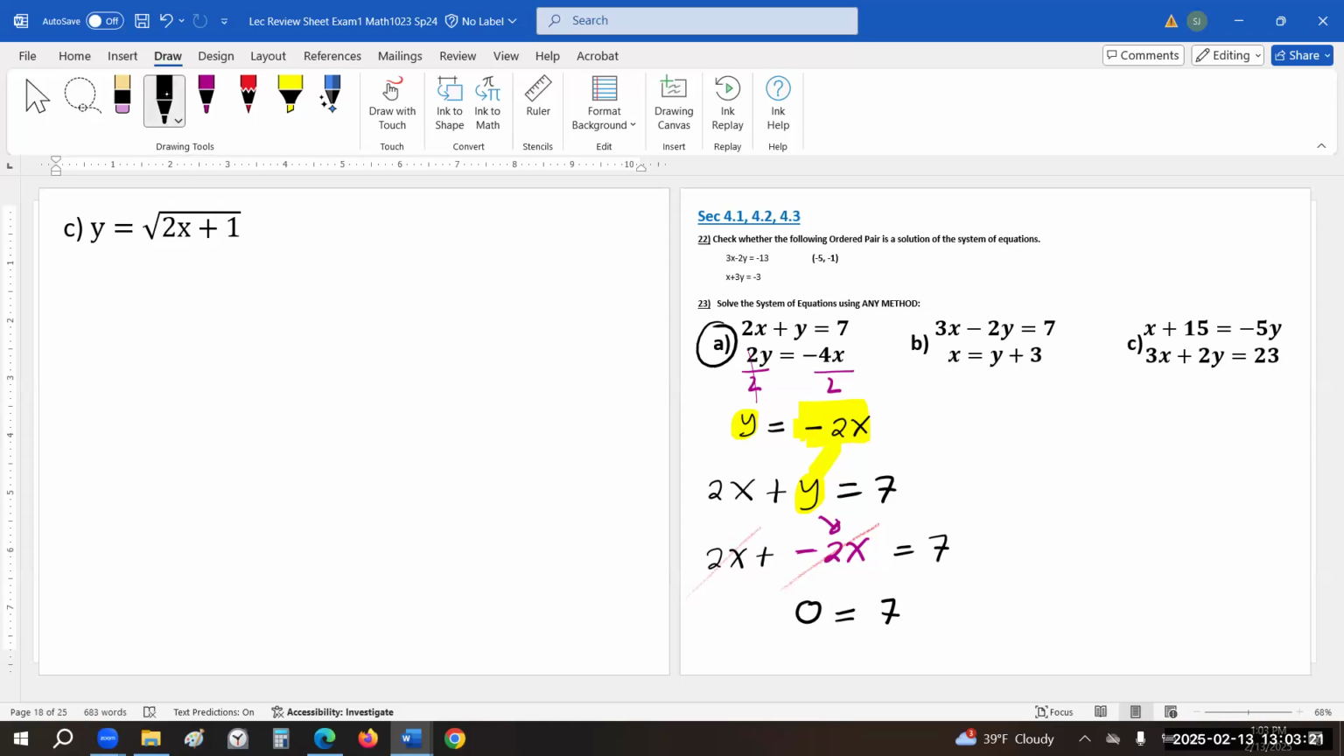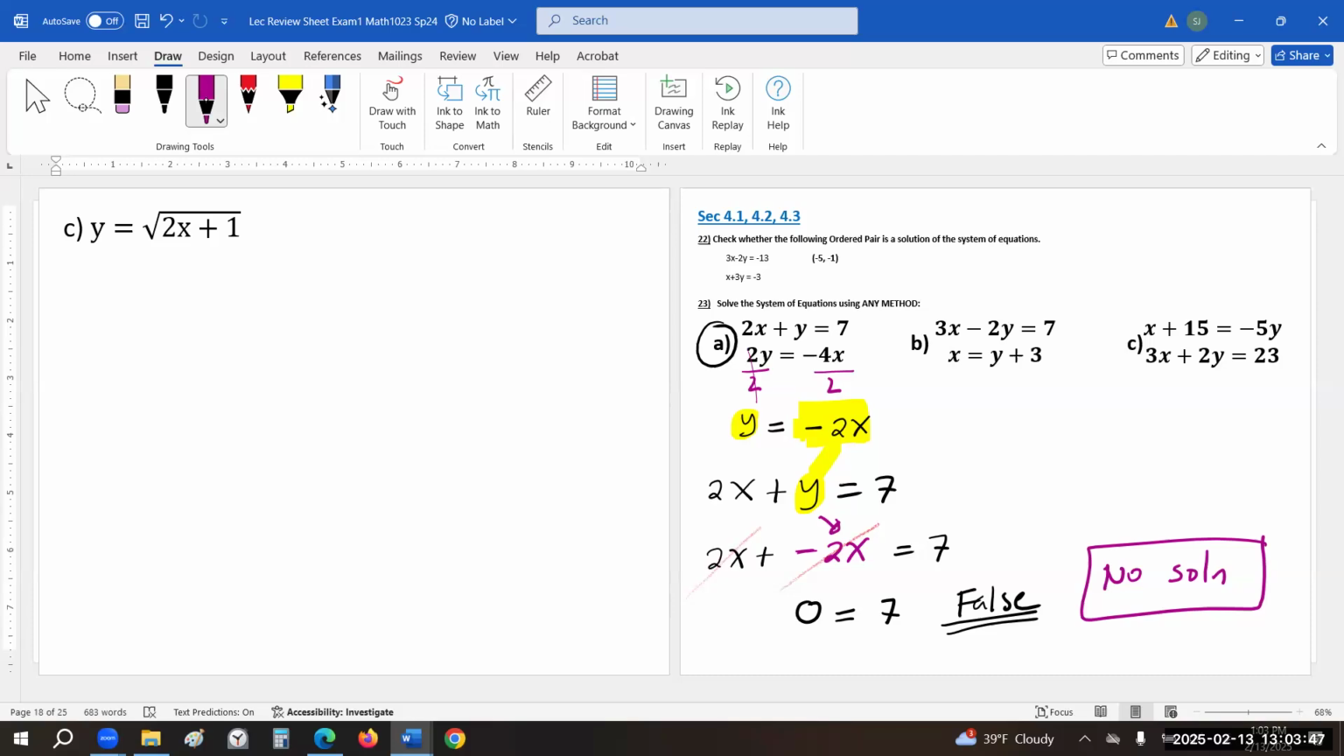Are 0 and 7 the same number? So this statement is true or false? False. Anytime your variable gets cancelled out and you're left with a false statement, what type of result do we have? No solution. Because this is something wrong, something false. So false means we don't have any solution.